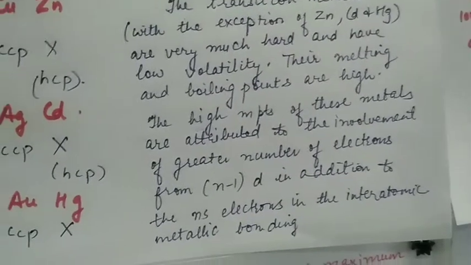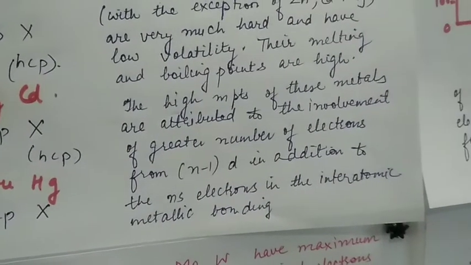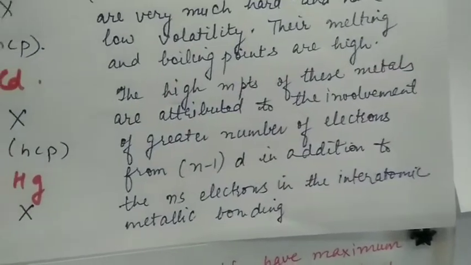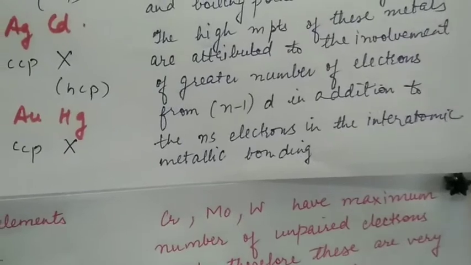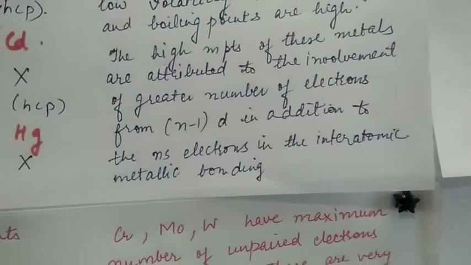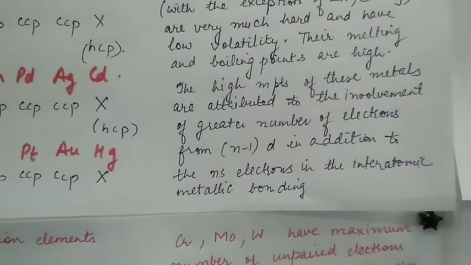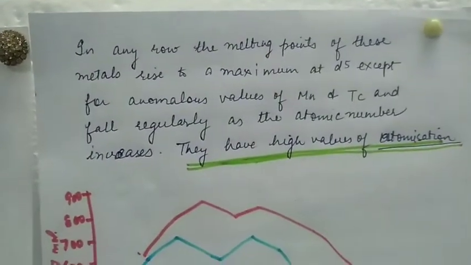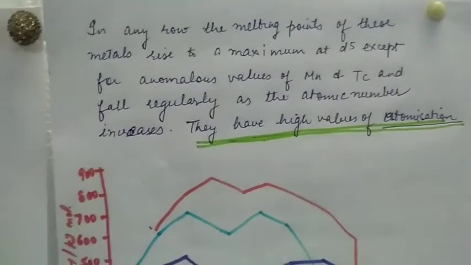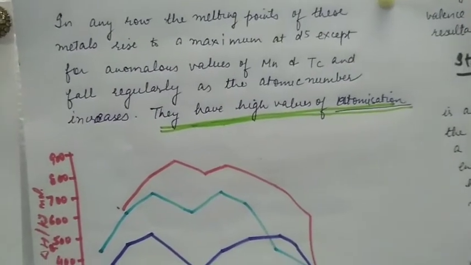The high melting points of these metals are attributed to the involvement of greater number of electrons from (n-1)d in addition to ns electrons in the interatomic metallic bonding. More the number of unpaired electrons, stronger will be the metallic bonding, so greater energy is required to break these apart and boiling point is thus higher. In any row, the melting point of these metals rises to a maximum at d5 configuration, except for manganese and technetium, and falls regularly as the atomic number increases.